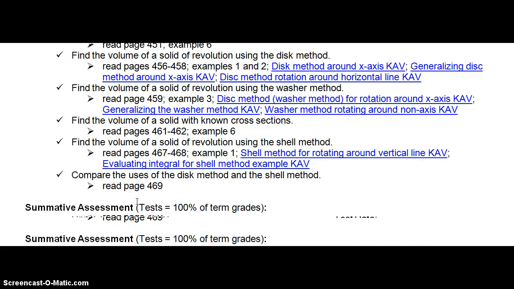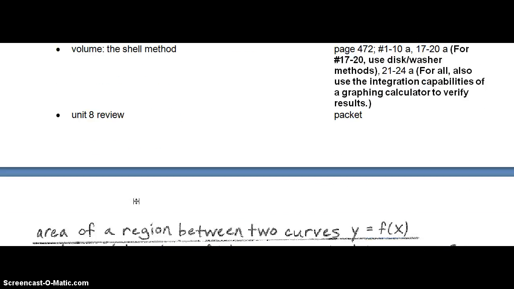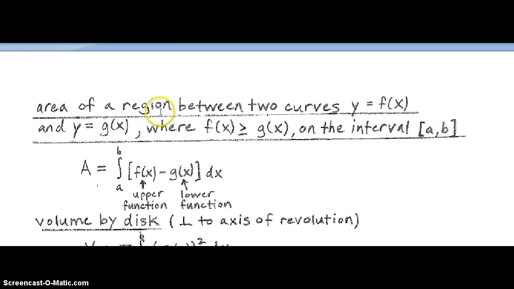On the back of the Unit 8 curriculum map, this is highlighted here. The area of a region between two curves, f of x and g of x, where f of x is greater than or equal to g of x on the interval from a to b, is the integral from a to b of f of x, the upper function, minus g of x, the lower function, with respect to x.